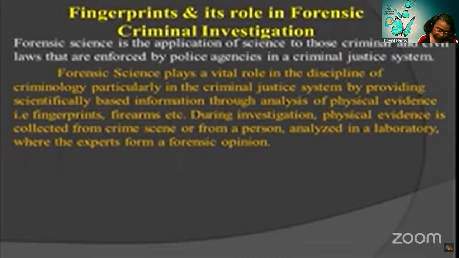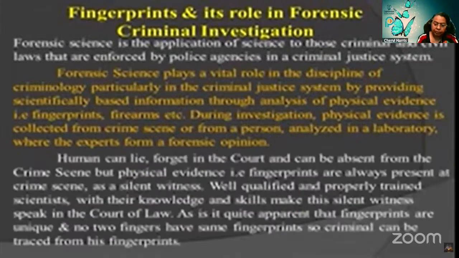During investigation, physical evidence is collected from the crime scene or from a person, and analyzed in a laboratory where the experts form a forensic opinion. Humans can lie, forget in the court of law, and can be absent from the crime scene, but physical evidence, just like fingerprints, is always present at the crime scene as a silent witness. Well-qualified and properly trained scientists with their knowledge and skills make this silent witness speak in the court of law. As it is quite apparent that fingerprints are unique and no two fingers have the same fingerprints, criminals can be traced from their fingerprints, and he or she cannot even deny.